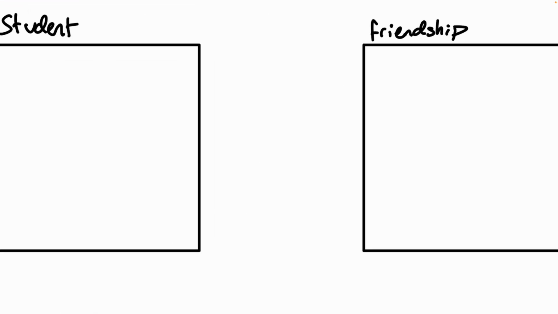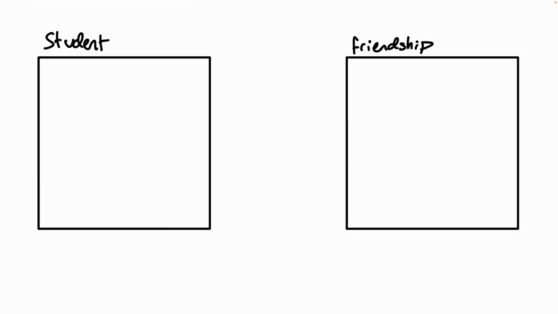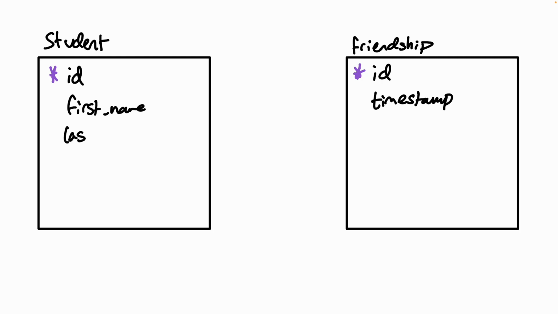So I have my student and friendship, and I'm going to draw out the example that I gave with the two one-to-many relationships. So we have, of course, it's always a good idea to give both of our tables an ID field. And then in friendship, I might have a timestamp as well, like when I became friends with somebody. I could include first name, last name, and email as my fields. And then I can draw my arrow.